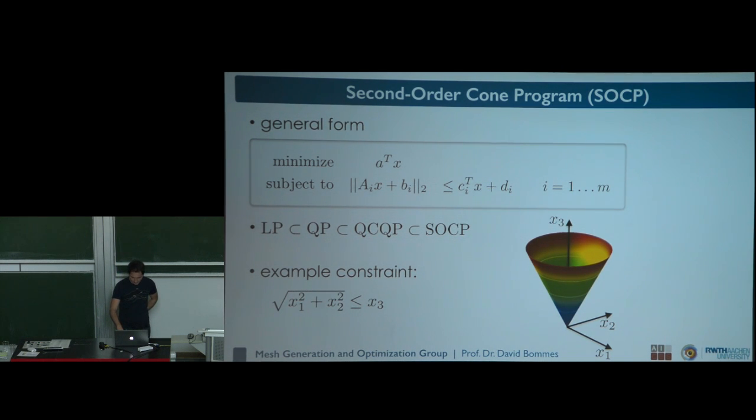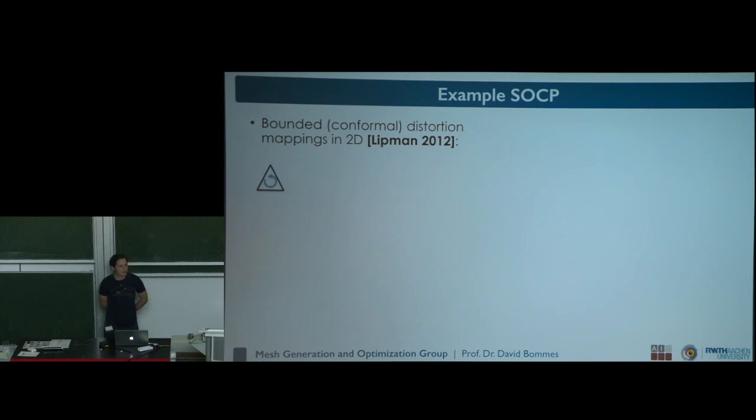and these second-order cone programs are also used a lot in practice. I have one example from the geometry processing community, which is about computing bounded conformal distortion mappings. It was presented by Jan Lippmann in 2012. And the problem is the following.